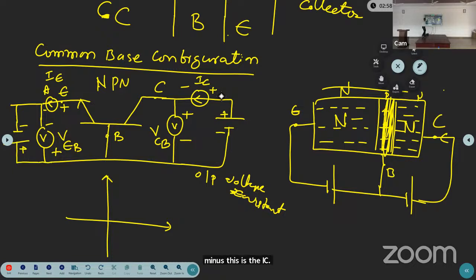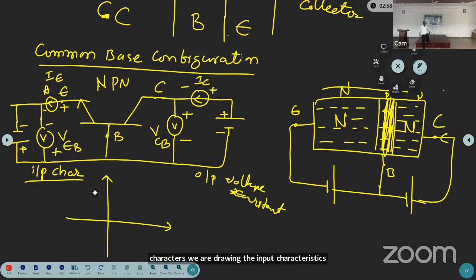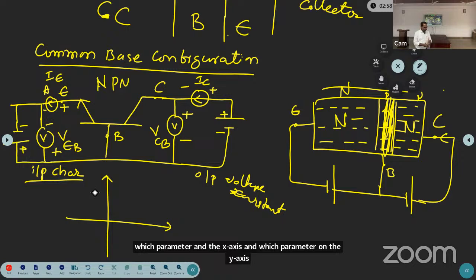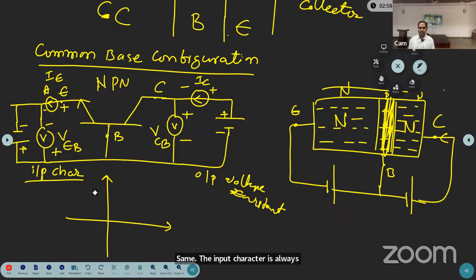Now, which characteristics are we drawing? The input characteristics. To get the input characteristics, which parameter is on the x-axis and which on the y-axis? Same as before. For the input characteristics, always the voltage on the x-axis and the current on the y-axis, similar to PN junction diode characteristics.